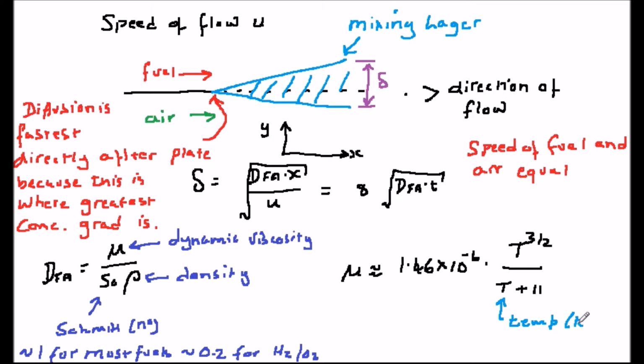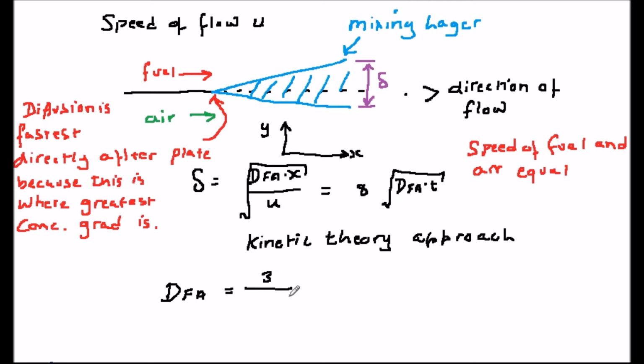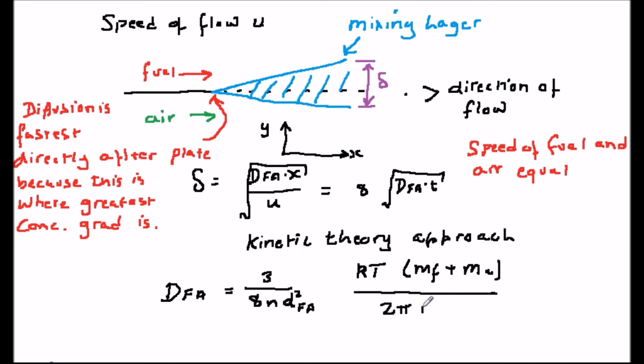An alternative approach is to derive a value from kinetic theory. For example, in SI units we could use this one. Here n is the number density of molecules, which we can also get from kinetic theory. It's equal to the pressure divided by kT. D is the average molecular diameter of the mixture, and m_F and m_a are the masses of the air and fuel molecules.